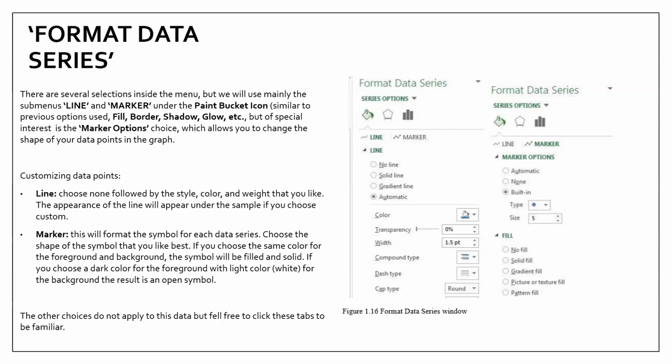For customizing the data points, choose none followed by the style, color, and way that you like. The appearance of the line will appear under the sample if you choose custom. So if you want to customize the line, the custom will appear. This formats the symbol for each data series, choosing the shape of the symbol that you like best. If you choose the same color for the foreground and the background, the symbol will be filled in solid. If you choose a darker color, it's going to stand out.